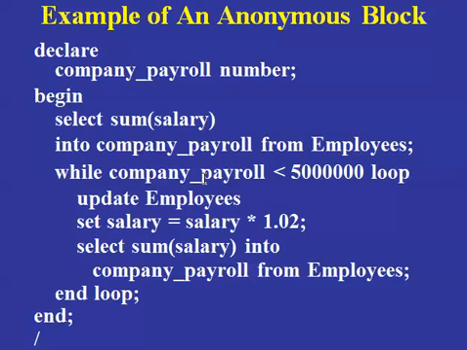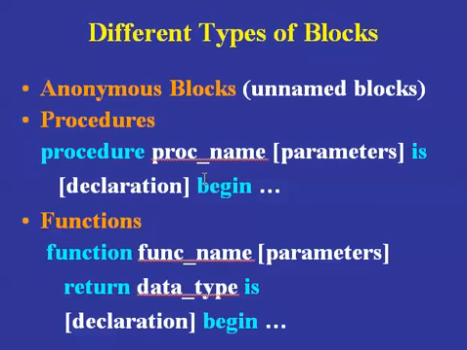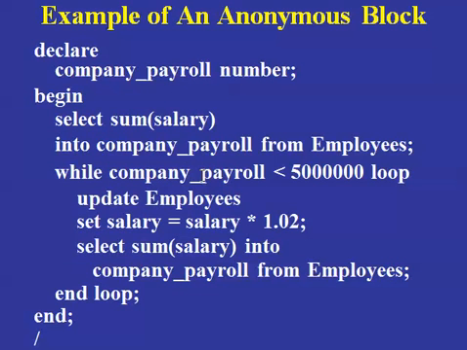So let's see an example. We have three types of blocks. We already saw this. This is an example of an anonymous block.